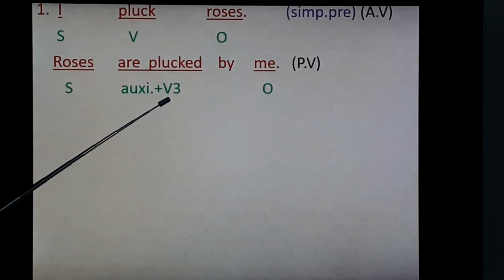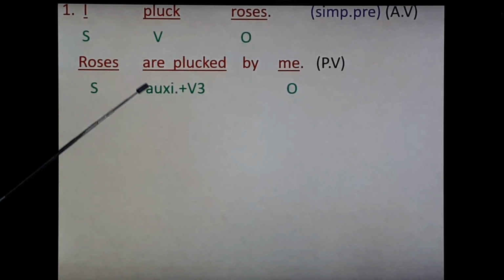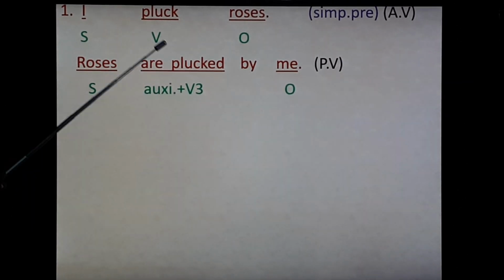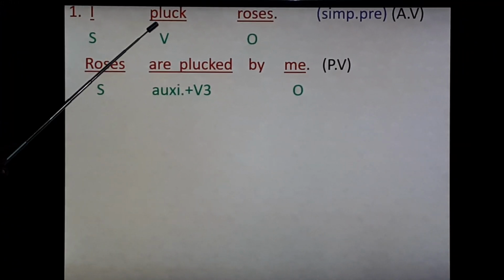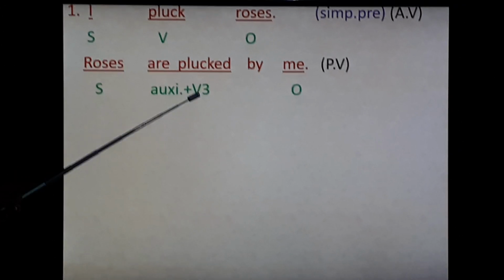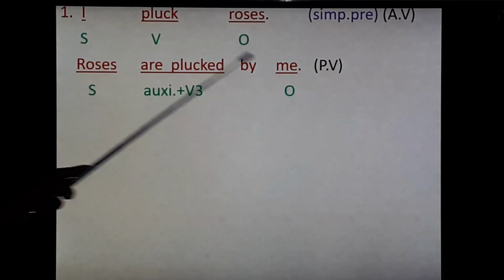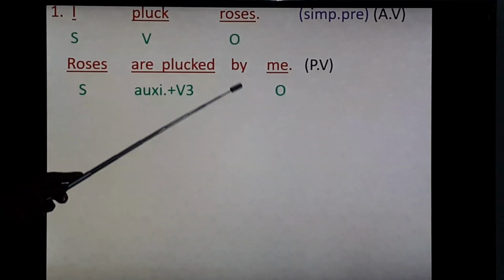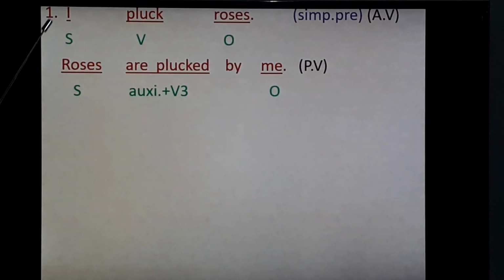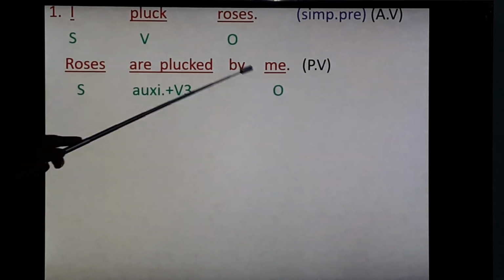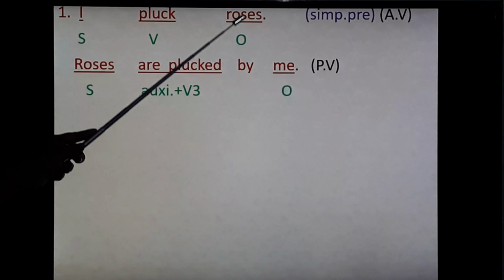After that, V3 form of the main verb will come immediately after the auxiliary verb, you can say helping verb. Pluck is the V1 form, that is the main form. And what is the V3 form of pluck? Plucked. That's why V3 form is mentioned, because we are framing passive voice. After that, you have to put by, and I changes to me, that we have already seen in our previous slide. So here me is an object. This way you need to change from active to passive.